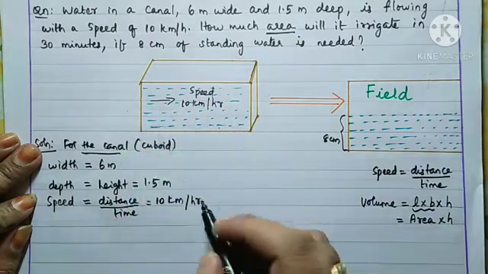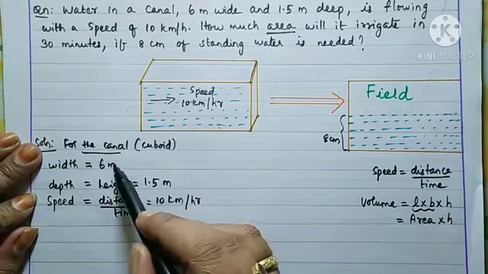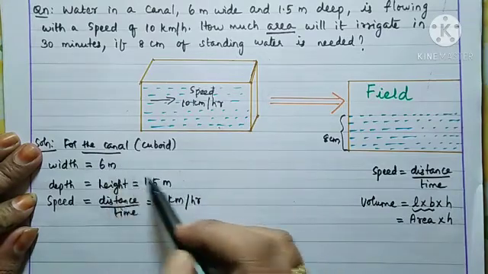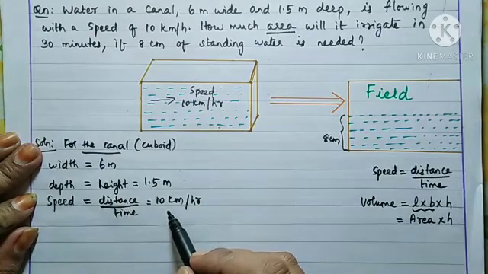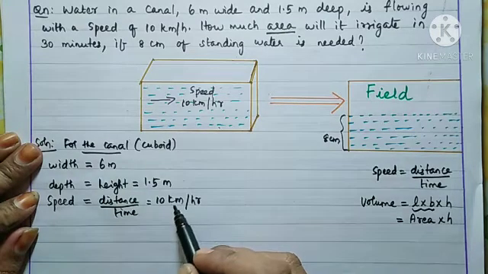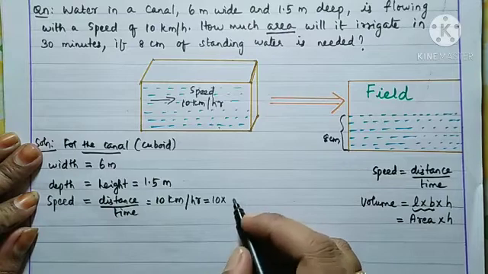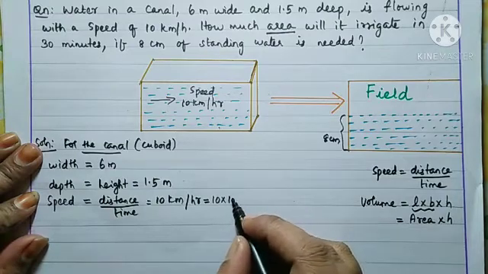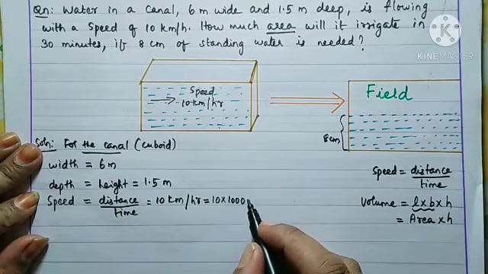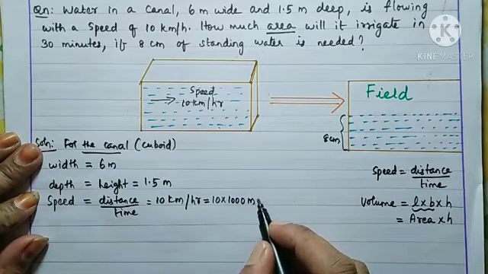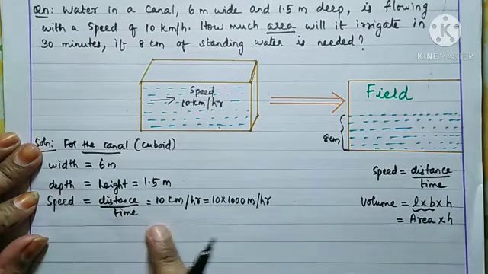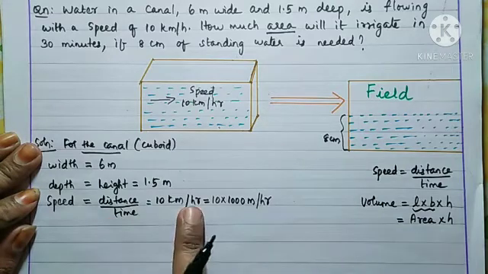And you see here, these two are in meters and this is in kilometers. So we want to convert this into meters. Do it immediately. 1 kilometer is equal to 1000 meters, so multiply by 1000. 10 into 1000 meters per hour. Okay, so we converted the speed into meters.